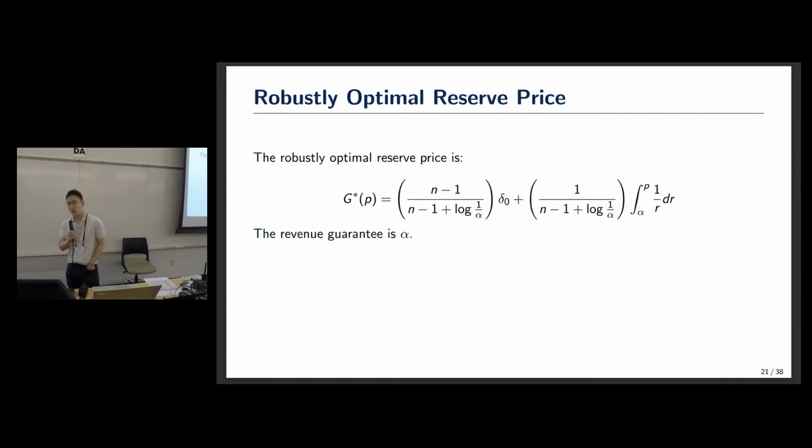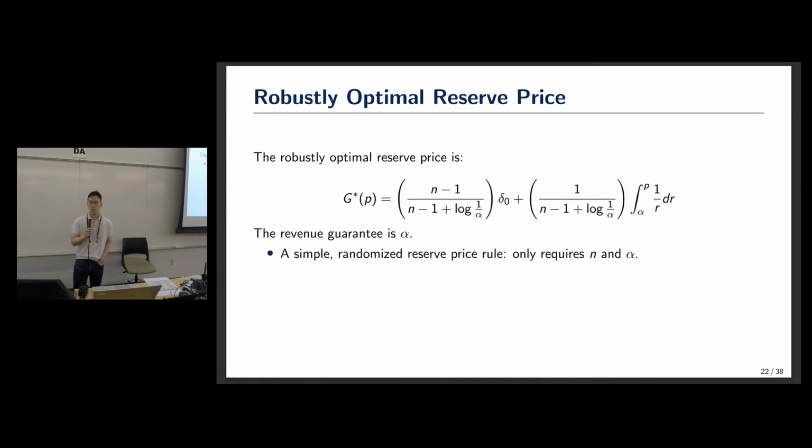So now, what is the reserve price that you get from this? You get a randomized reserve price. With some probability, you just set the reserve price at 0. You play a completely non-binding reserve price. With the remaining probability, you play a randomized reserve price from alpha to 1. And the worst case expected revenue that you get from here is going to be alpha.